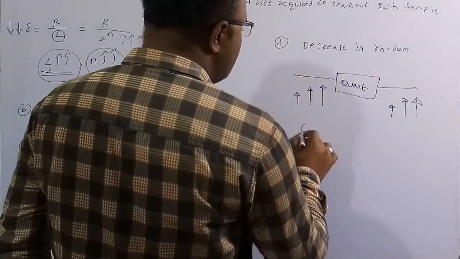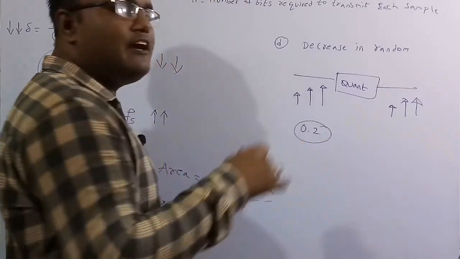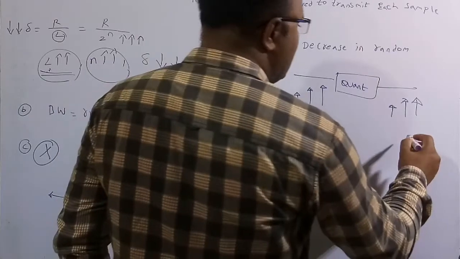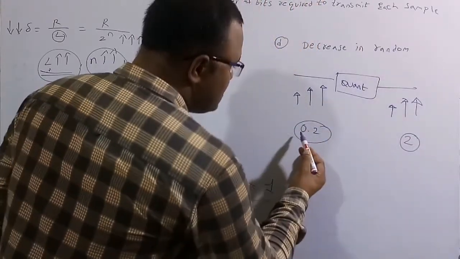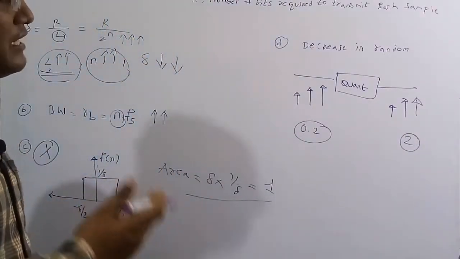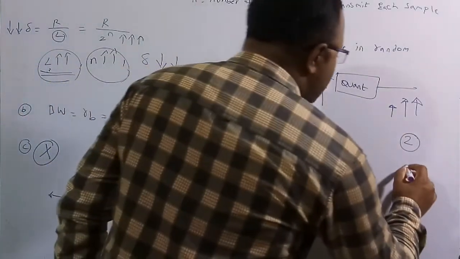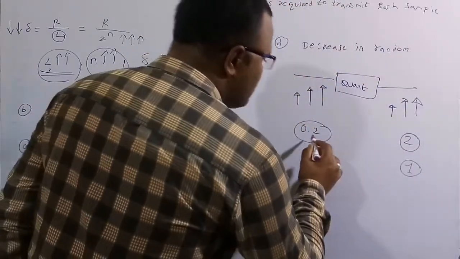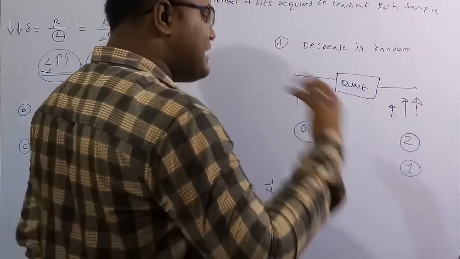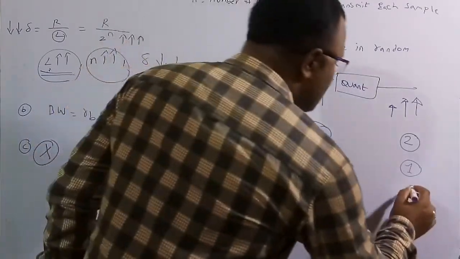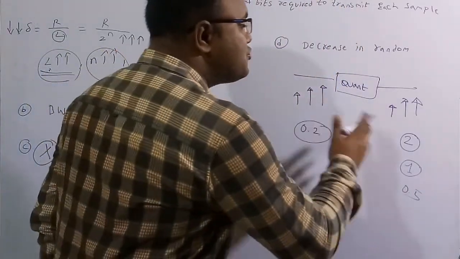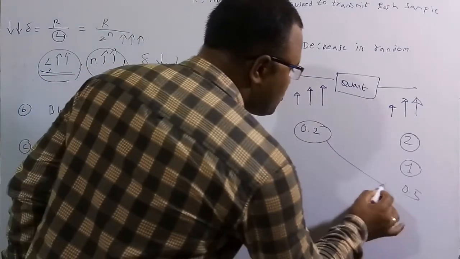Suppose the original signal value is 0.2. If the number of levels is less, suppose it is 2 volt, then 0.2 is approximated as 2 volt when L is less. If the number of levels increases, it can become 1 volt. Now the difference between 1 and 0.2 is decreased compared to 2 minus 0.2. If you increase L again, it will become 0.5. So as the number of levels increases, the signal will be more accurately approximated, and the difference goes on decreasing.